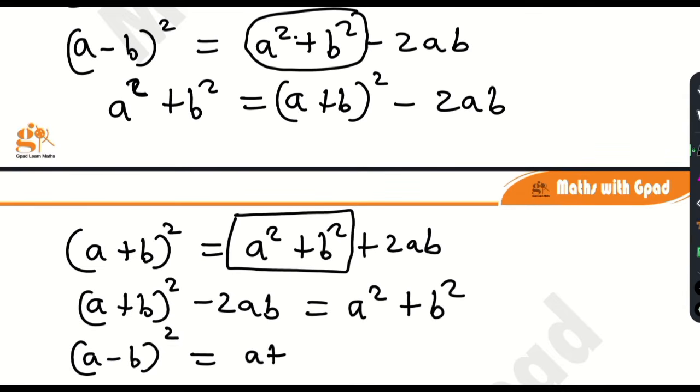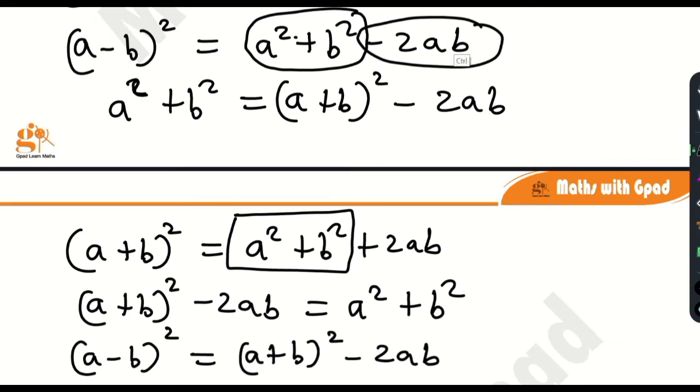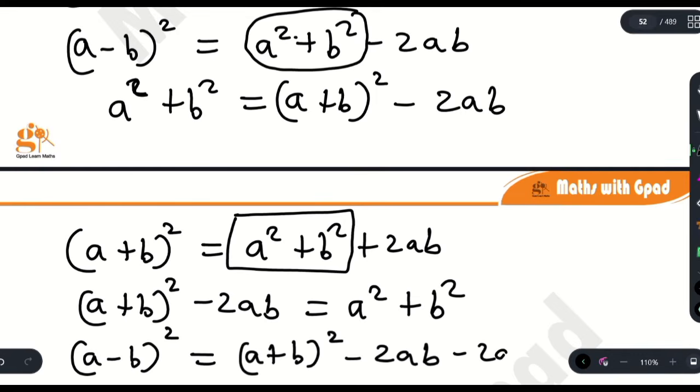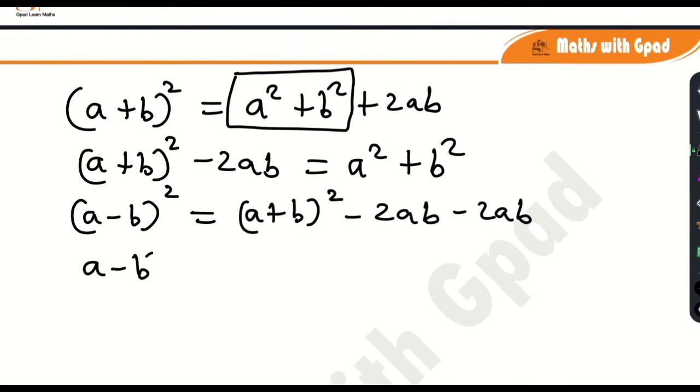(a + b)² − 2ab. But we still have an extra −2ab here, so let's write it here, −2ab. And then what do we have? We now have that (a − b)² is equal to what? (a + b)² − 2ab − 2ab is what?